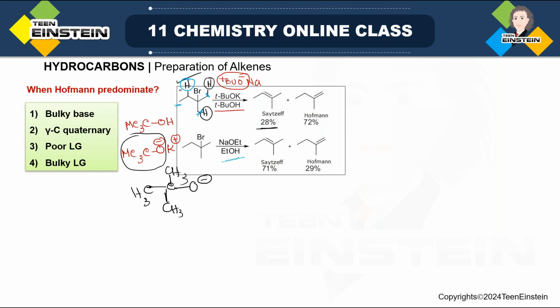But if you do the same reaction in NaOEt, that is a simpler base, not a sterically hindered base, now you can get Saytzeff as the major product. Now this is one bulky base example.